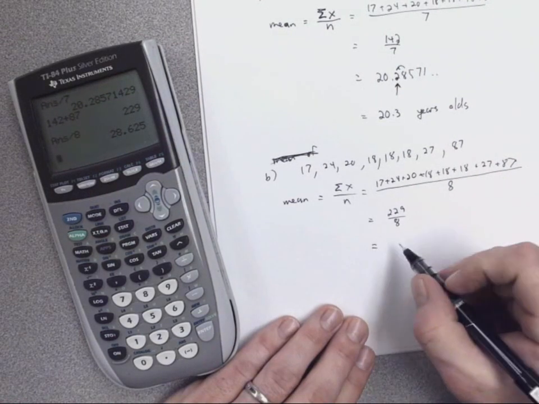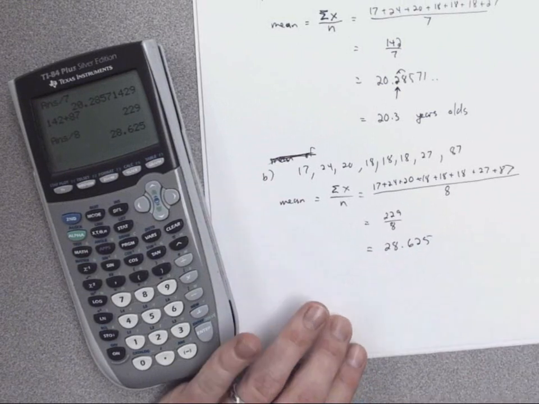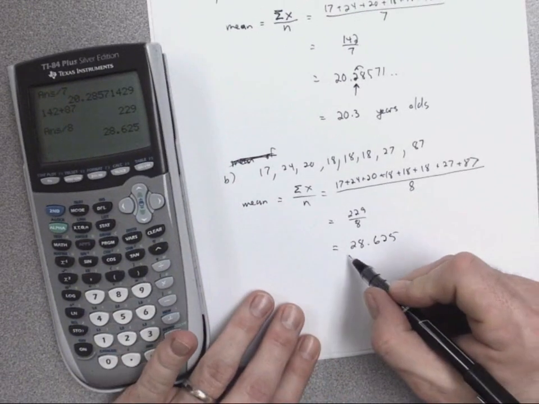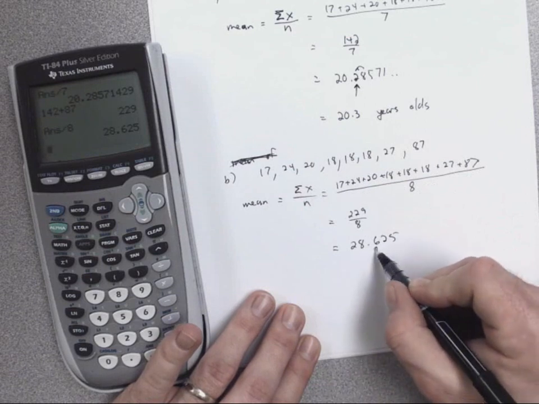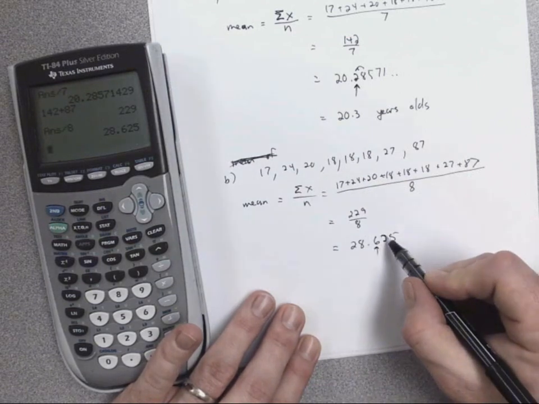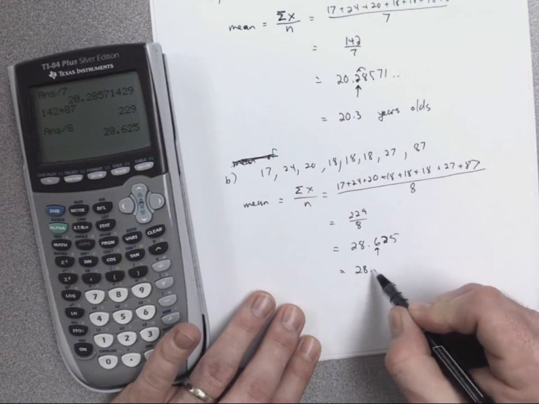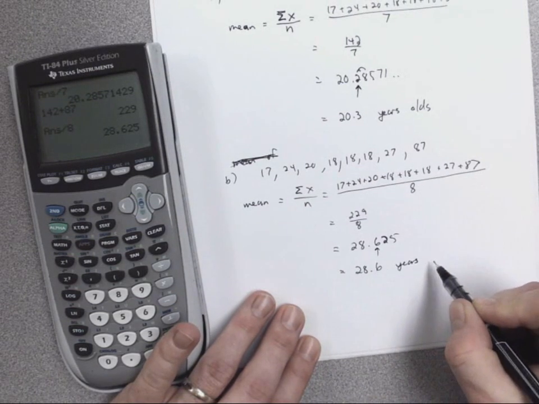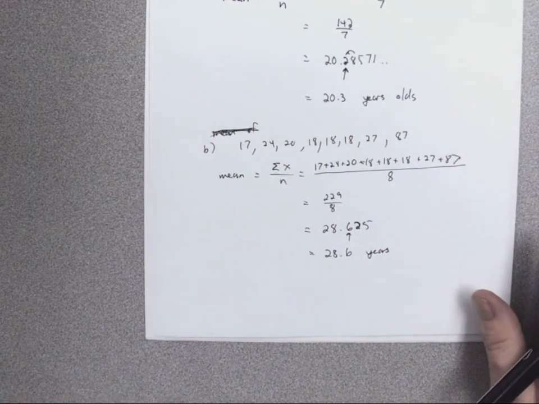So this is equal to 28.625. Now remember, again, when we round one decimal past the given data, the data was an integer value, the data was given like to 28. So that means I have to round this number. Since that 2 is less than 4, that means the 6 is going to stay a 6. So 28.6 years old. Don't forget your units. Don't forget to round correctly.